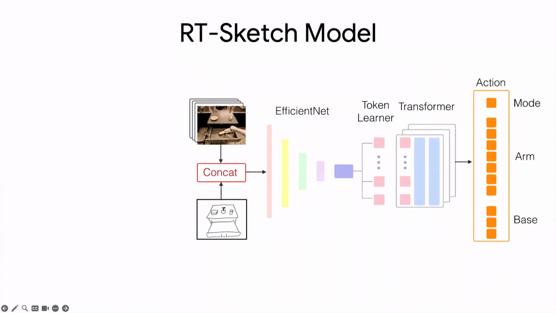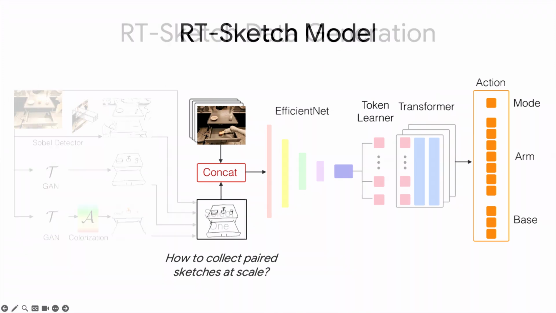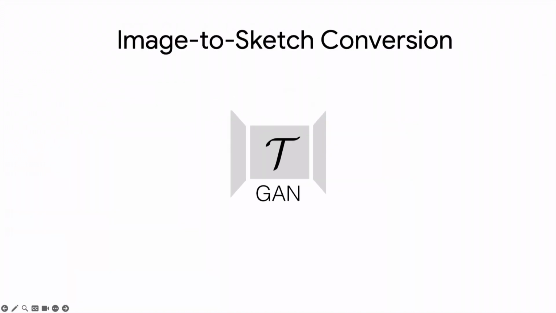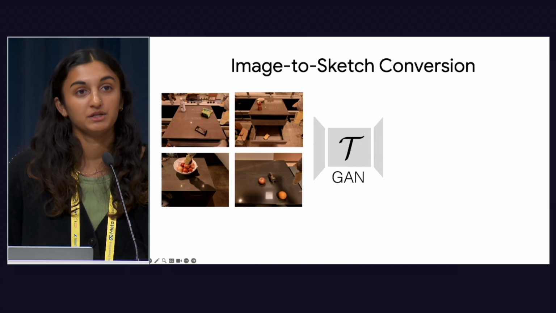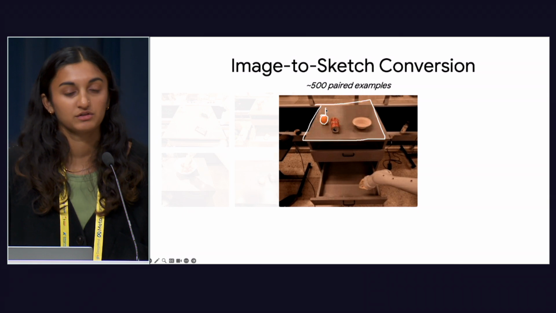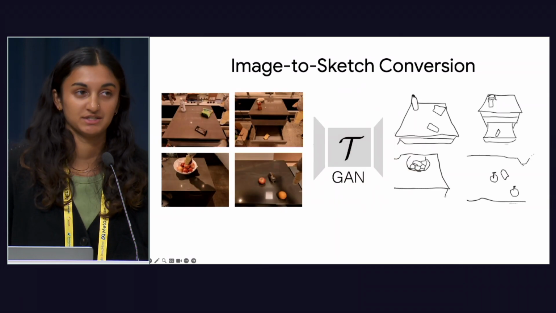The main challenge in our work is how do we actually get these sketches? It's very time-consuming and painstaking to have to draw a sketch for every single robot trajectory you might collect. So to get around this, we train an image-to-sketch conversion GAN, which learns to take ground truth goal images and map them to sketches, given a very small amount of paired data. To train this GAN, we take ground truth goal images, for which we have manually drawn sketches consisting of 500 paired examples, and the network learns to predict sketches given these images.